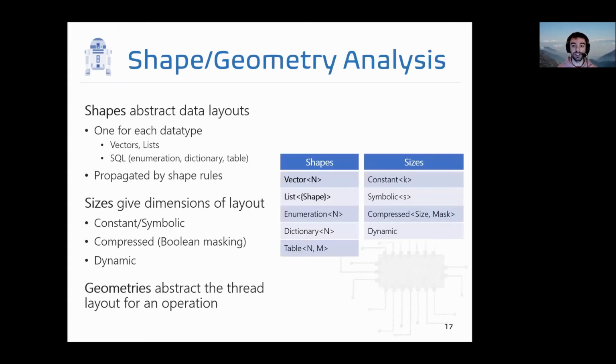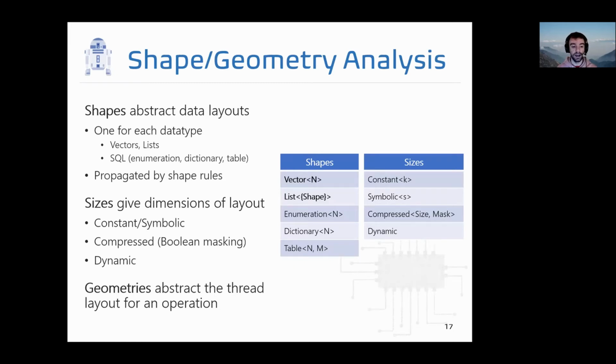Now, a bit more details of what the shape and geometry analysis are. A shape is going to abstract a data layout, which means that for every single data type inside our language, we're going to associate it with a corresponding shape. So we have this for vectors and lists, as well as SQL-specific types, so enumerations for foreign keys, dictionaries for grouping, as well as tables for the overall data structure. And these are going to be propagated according to shape rules throughout our program with a data flow analysis.